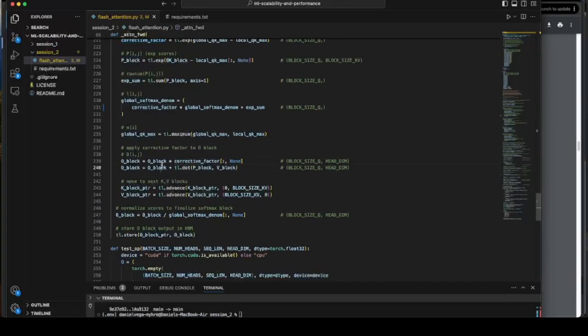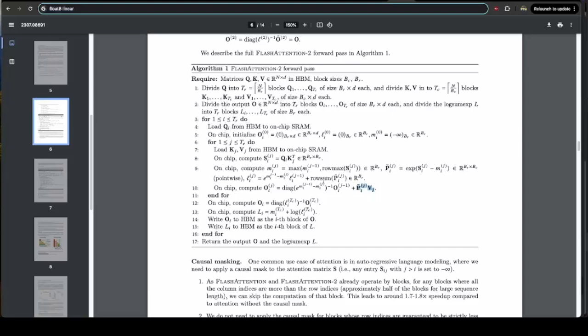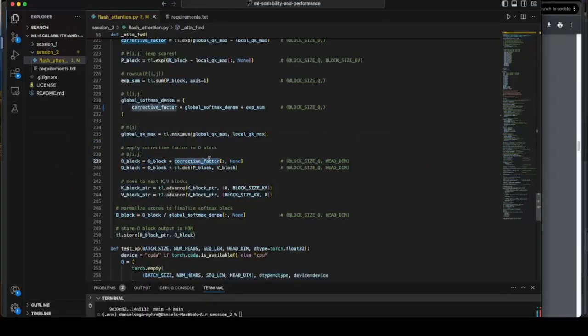So we have our previous O block, which is here, applying our corrective factor, and here I was naughty. I did not diagonalize this and make it a matmul, so this is not the most optimized implementation, but it is accurate. I have some unit tests down here, but basically we're applying the corrective factor to the previous O block, and then we are adding this to the matmul of P and V.